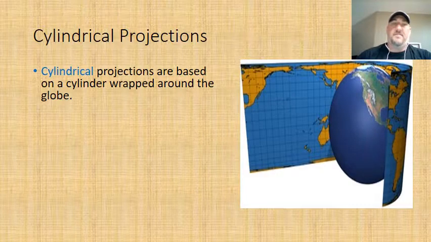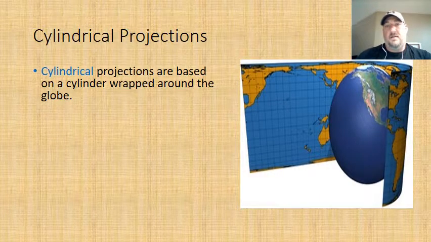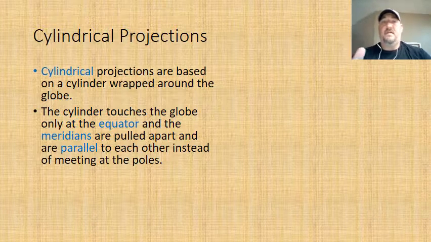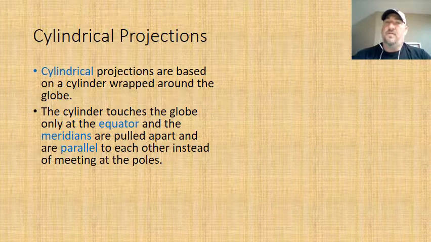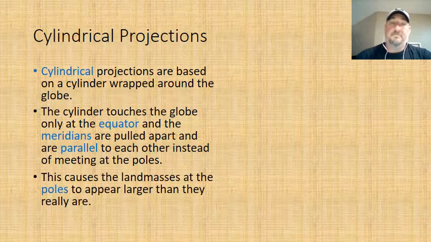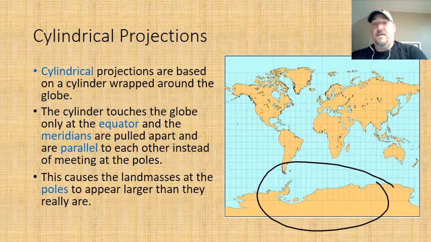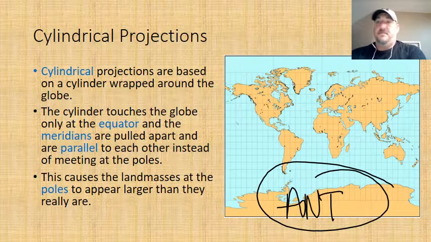Cylindrical projections are based on a cylinder being wrapped around the globe. The cylinder touches the globe only at the equator, and the meridians are pulled apart and are parallel to each other instead of meeting at the pole. We'll talk more about this with latitude and longitude, but they intersect at the poles, all of the meridians. This causes the landmasses at the poles to appear larger than they are. So with this example, we have Antarctica, and it is massive, right, in this projection.